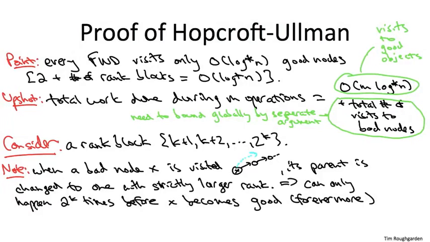And of course, once x becomes good in this fashion, it will be good forevermore. It is not a root. It will never be a root again. Its rank is frozen forever, and its parent's rank can only go up. So once your parent's rank is sufficiently large, it'll be sufficiently large for the rest of time.